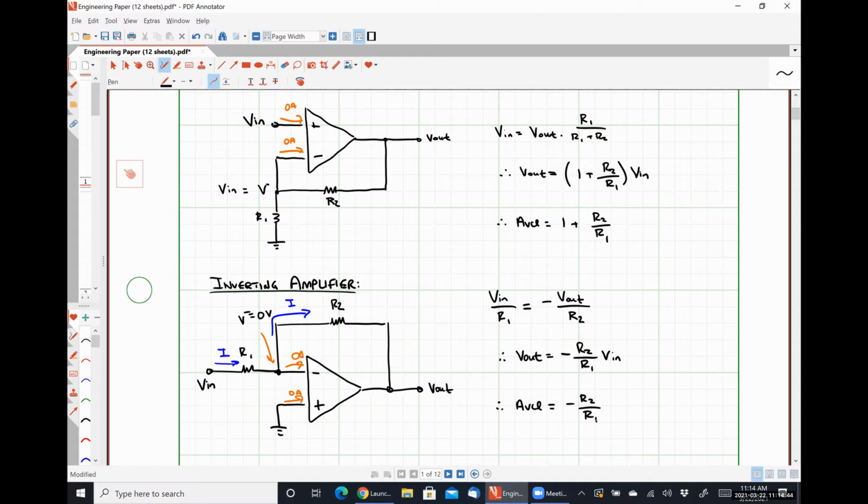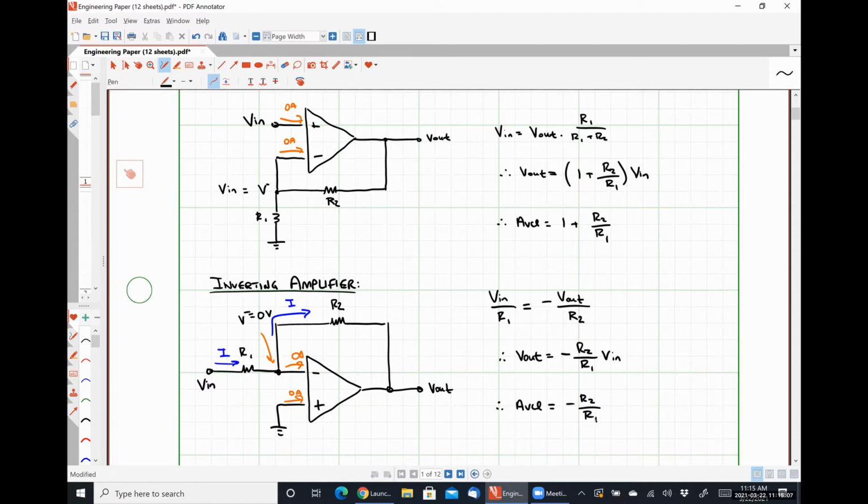The drawback to having that increased functionality is it is always going to provide us an inverted signal, meaning if our input is positive, our output is negative. If our input is negative, our output is positive. We always see a phase shift of 180 degrees when using an inverting amplifier.